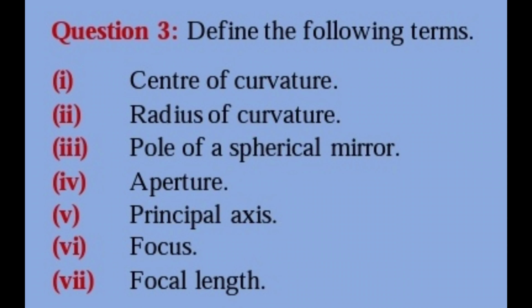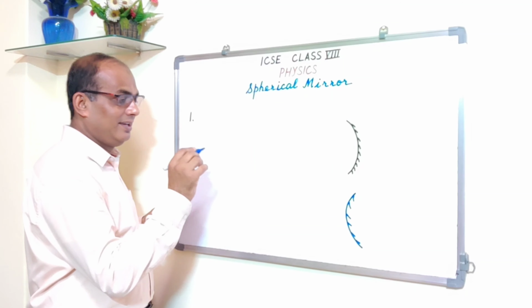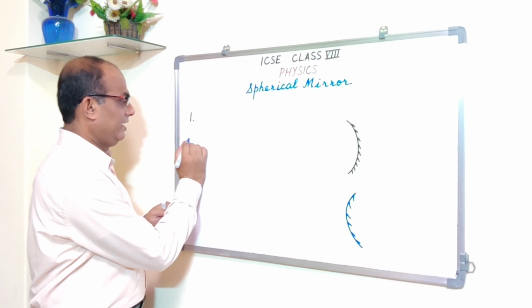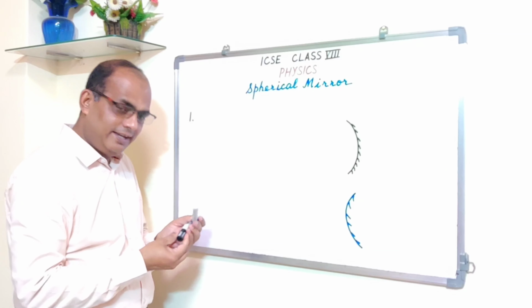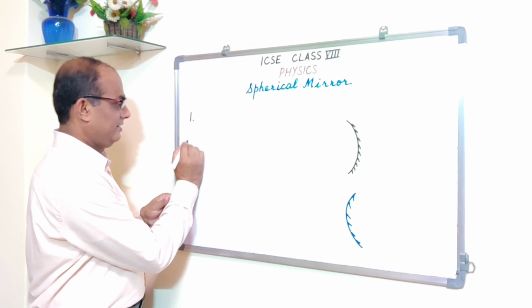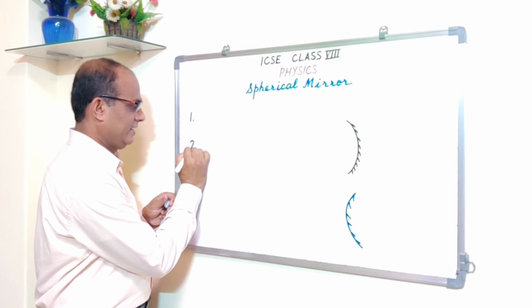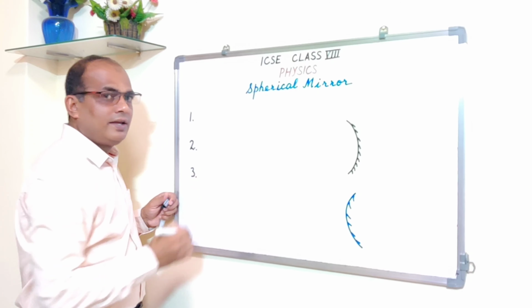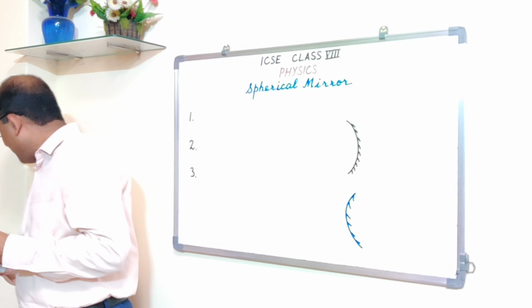Fine. Now the next question we are going to take, define the following. Some important terms that we are going to define. This will be our third question. The second question, we discussed the type of the spherical mirror. And now the third question is, define the following.